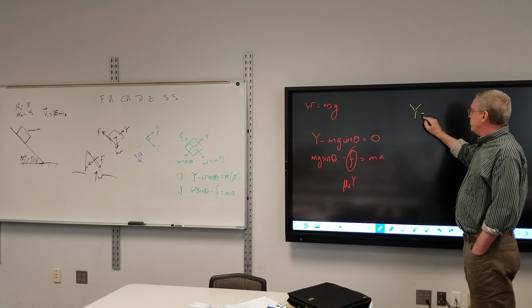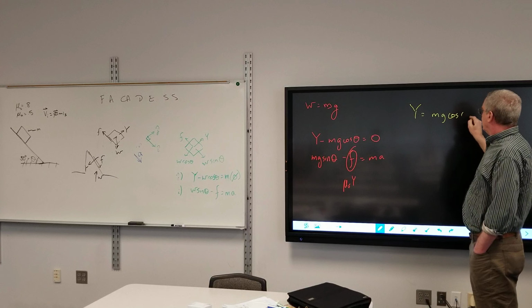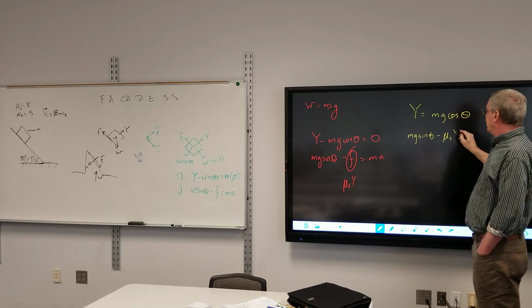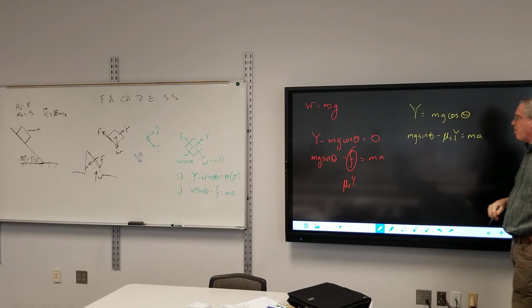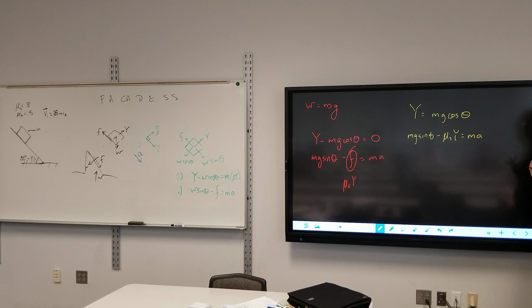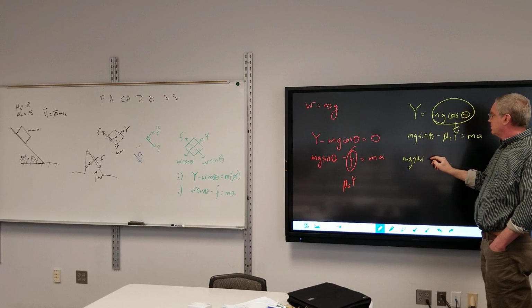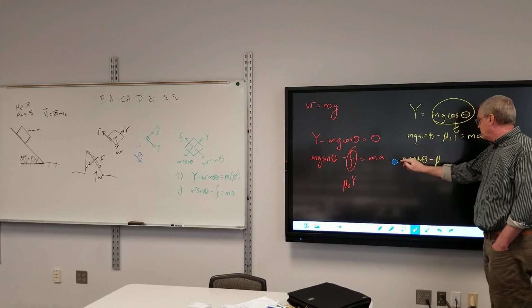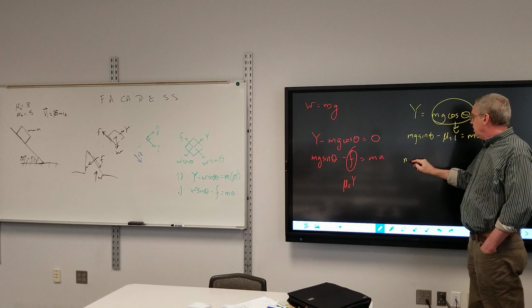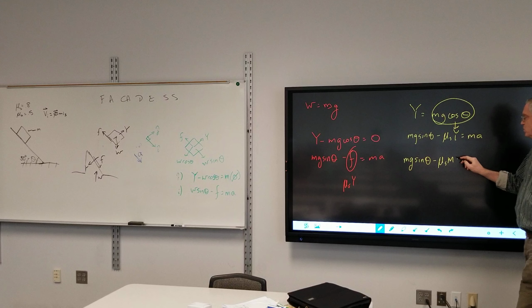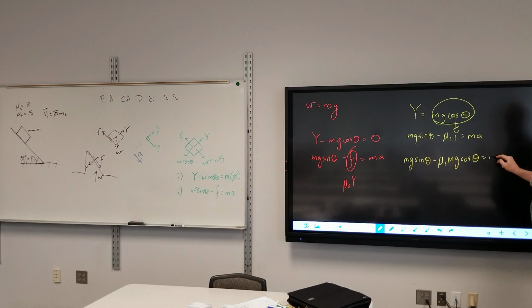So I have y from the first equation is equal to mg cosine theta. And in the second equation, I have mg sine theta minus mu s y is equal to ma. And now we solve. I have a formula for y right here, so I'm just going to plug that into y. Let's try that again: mg sine theta minus mu s mg cosine theta equals ma.